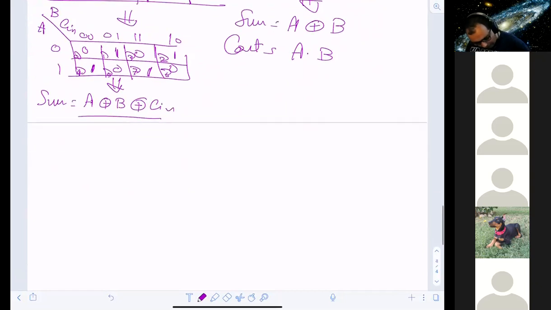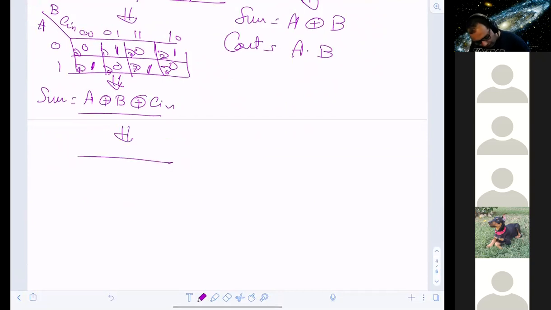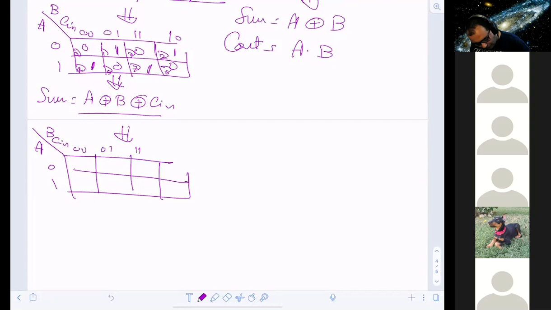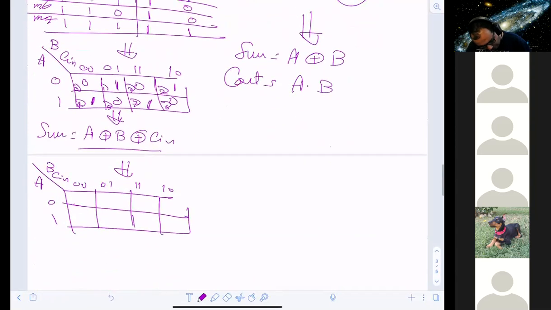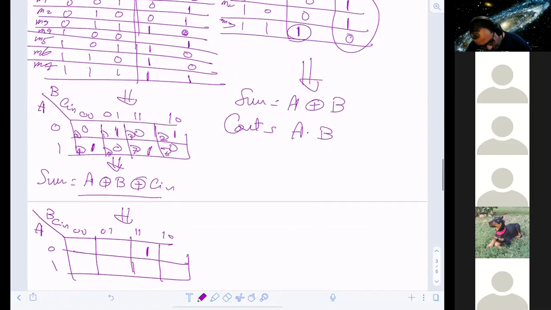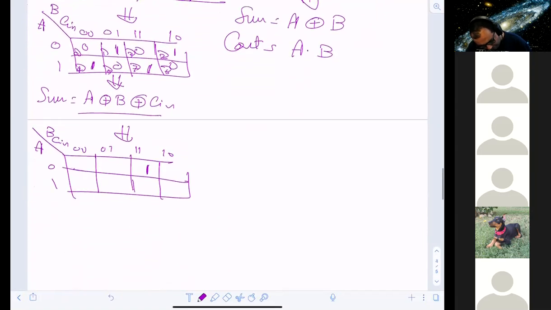Now we need another Kmap, which is basically for the carry out, right? So like this. A, B, CIN, 0, 1, 0, 0, 0, 1, 1, 1, 1, 0. And they're going to be also at location 3, location 5 and 6 and 7, right? 5 and 6 and 7. And the rest 3 will be zeros.